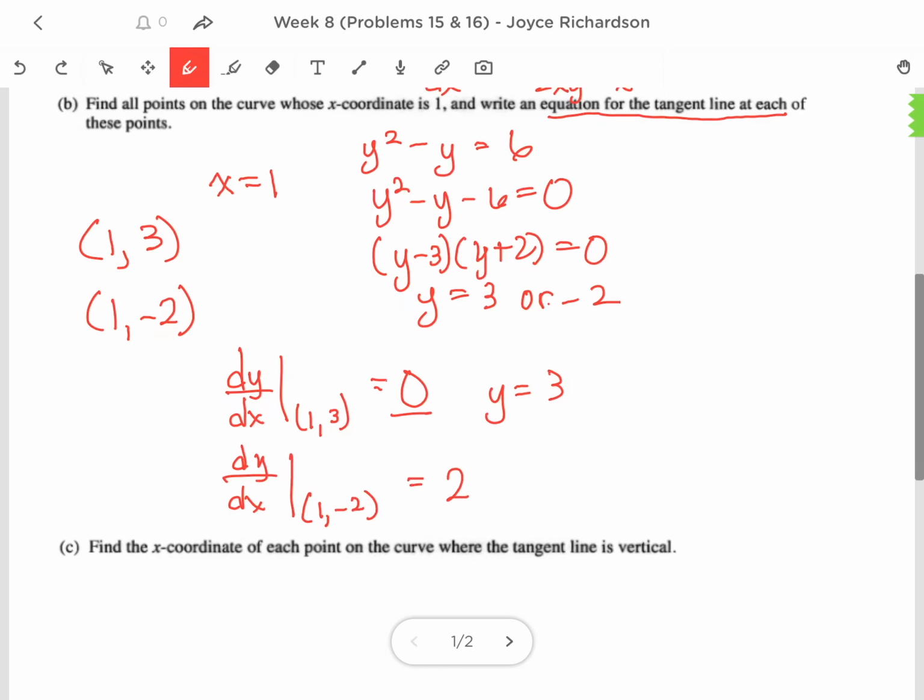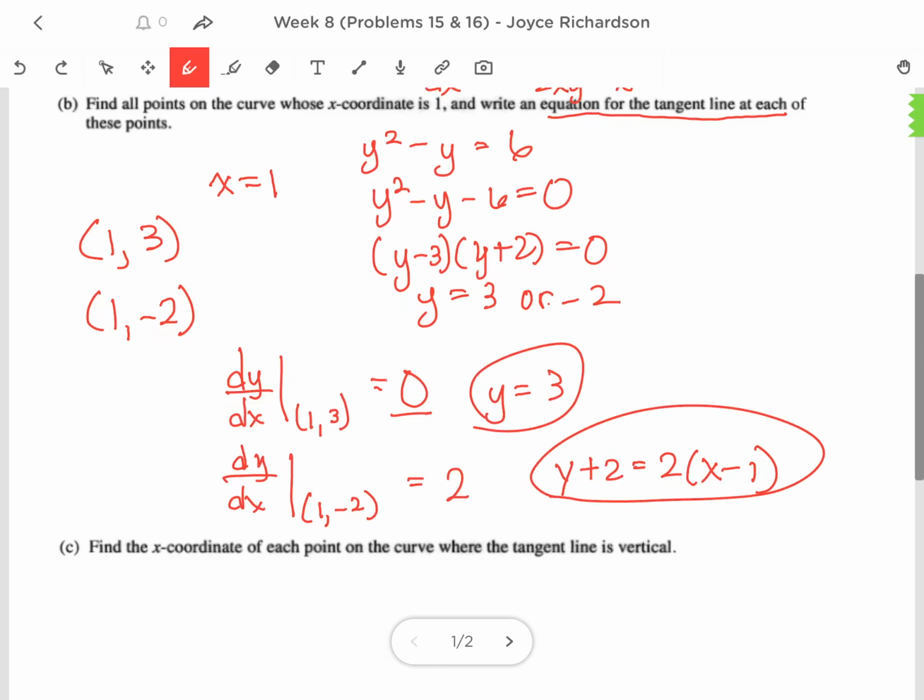Okay, dy/dx evaluated at the point 1, negative 2, I believe I get 2. And so now I will write in point slope: y plus 2 is equal to 2 times x minus 1. Why are we going to solve for that? Don't. We're done. Okay, so my two tangent lines, I'm circling for emphasis. Those are the equations.